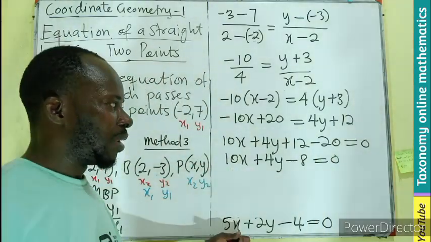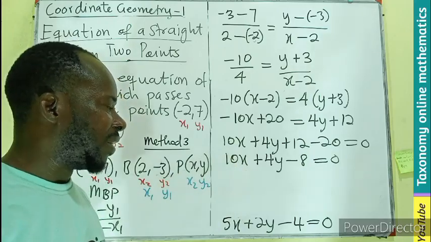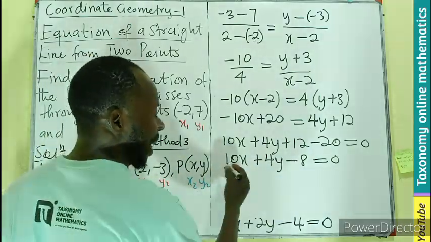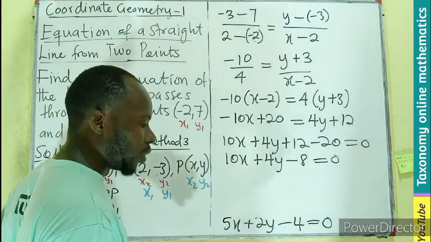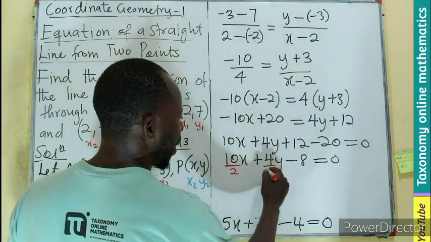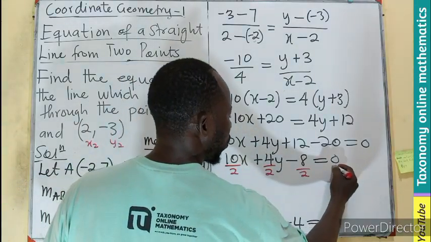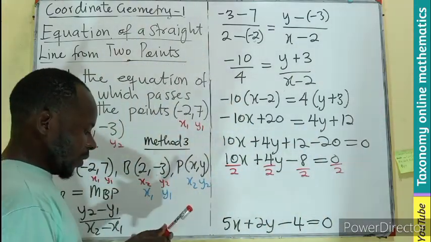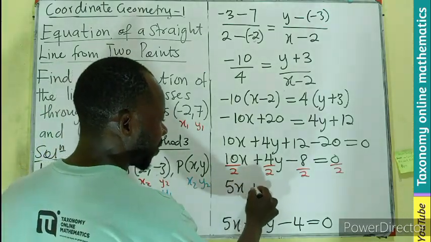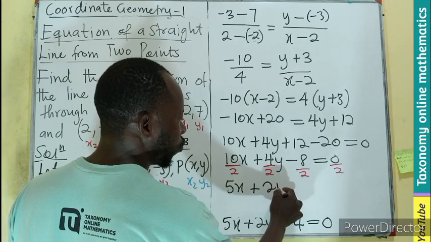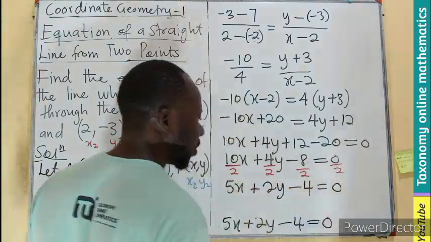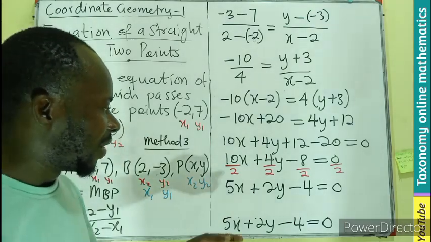You will see that it is the same by a multiple. So we just divide through. The common factor is 2. So if I divide here by 2, here by 2, here by 2, obviously by 2, that will be giving us 2 dividing 10, 5x, 2 dividing 4, 2y, 2 dividing 8, 4, 2 dividing 0, 0. You see that we arrive at the same answer.